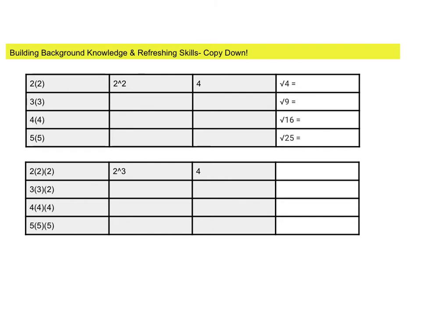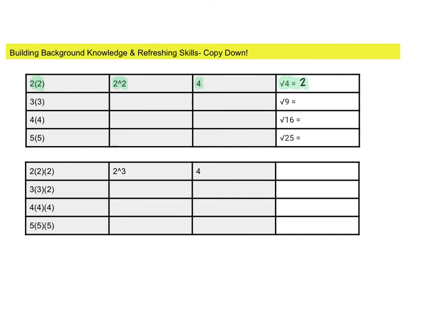Basically, for each table, we have things that represent the same number. So for here, I have 2 times 2, which is the same thing as saying 2 squared, 2 times itself. And 2 squared is 4. So the square root of 4 is, well, what times itself equals 4? 2. Okay, so just want to get you fluent with these things, so we're just going to keep practicing.